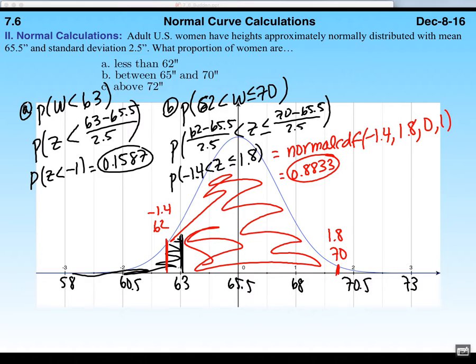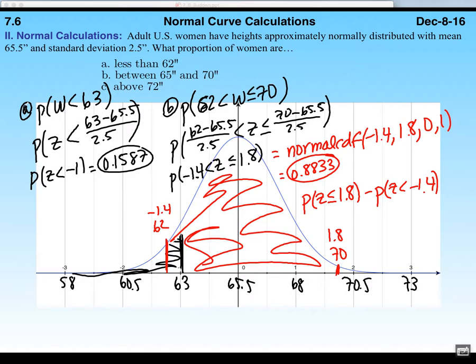Justin? Take the probability of z less than 1.8 and subtract from it the probability of z less than negative 1.4. Yeah, so on the table you would have to find less than 1.8 and subtract less than negative 1.4.